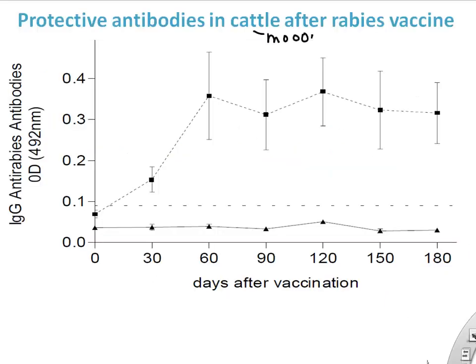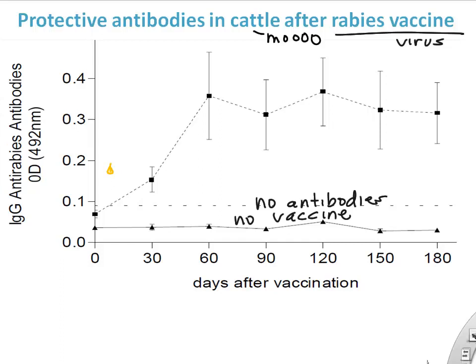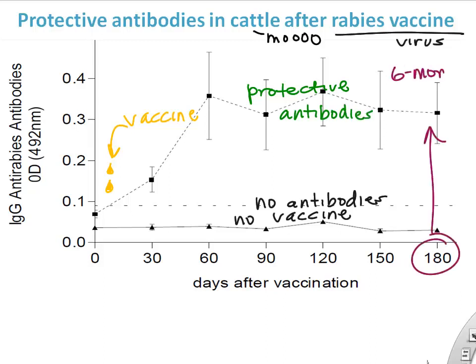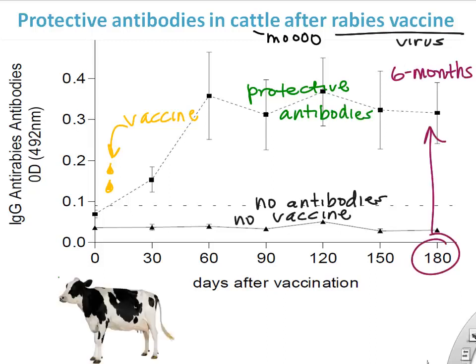So again, remember, how does vaccination protect you? Well, looking at cattle that are vaccinated against the rabies virus, the vaccination actually creates protective antibodies that circulate for over 6 months in these cattle. So again, if they're actually bit and exposed to the actual rabies virus, then they should be protected.